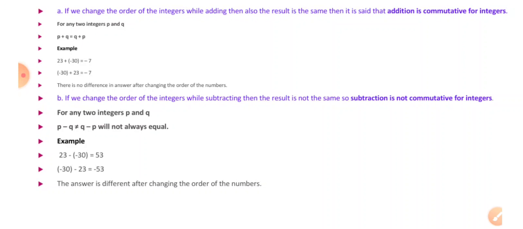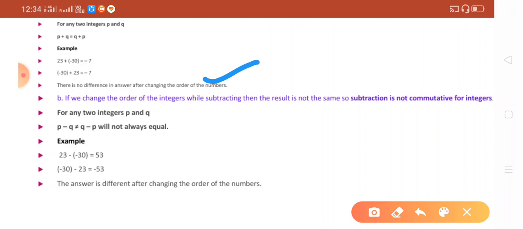23 plus minus 30, answer is minus 7. Minus 30 plus 23, answer is again minus 7. You have interchanged the position, but there is no difference in the answer. So we can say that addition is commutative.